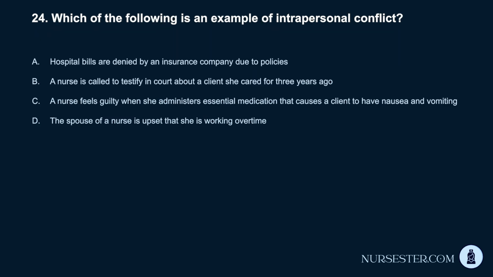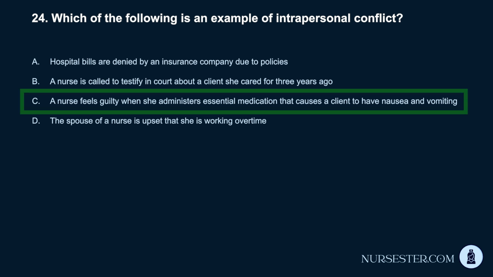24. Which of the following is an example of intrapersonal conflict? A. Hospital bills are denied by an insurance company due to policies. B. A nurse is called to testify in court about a client she cared for 3 years ago. C. A nurse feels guilty when she administers essential medication that causes a client to have nausea and vomiting. D. The spouse of a nurse is upset that she is working overtime.